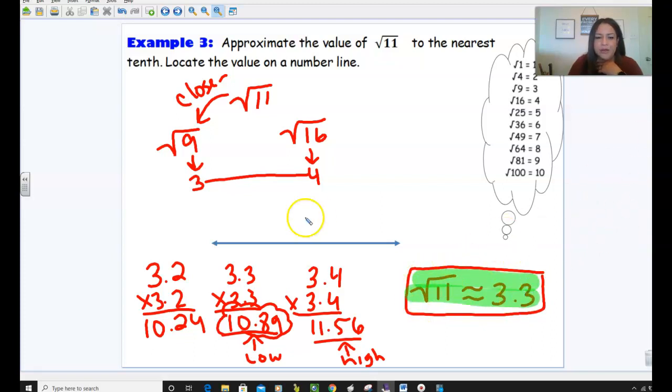And then I go to my number line and write down, okay, so if this is 3 and this is 4, in the middle is 3.5, and I'm looking for the number that's 3.3. So it's got to be kind of close to 3.5, maybe about right here. So that's going to be the square root of 11, and that's going to be my answer right there as well.